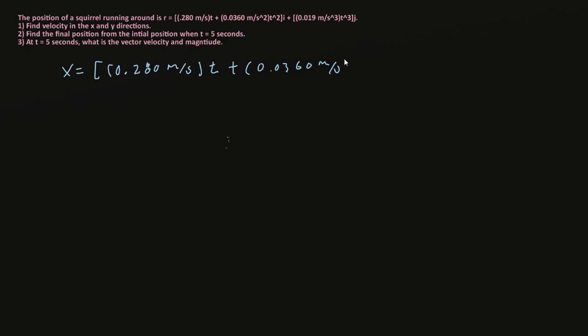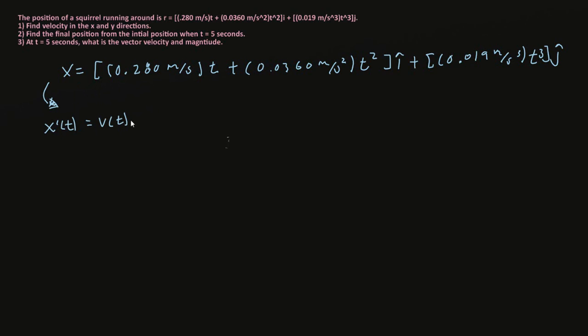0.036. My tablet is working pretty well now after fixing it. And the x component plus 0.0 cube t^3 in the y component. So in order to find the velocity, the process that we do is to take the derivative. In other words, the derivative of x of t will give us v of t.